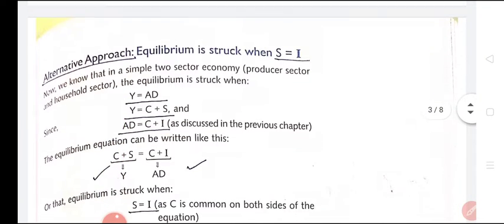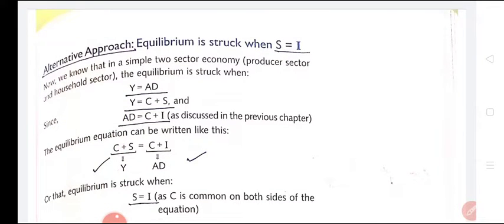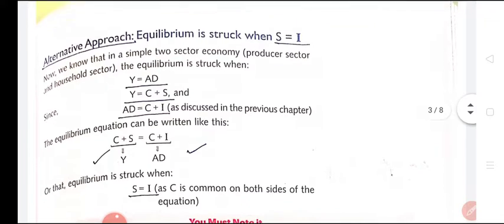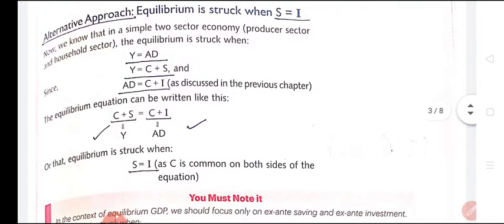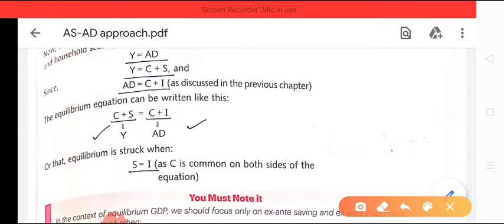Another approach of equilibrium is where savings equals investment. This also you can see on your screens. It's very comfortable for you to understand. See here, as I told you, AS is equal to AD in the state of equilibrium. This can also be written as Y equals AD.